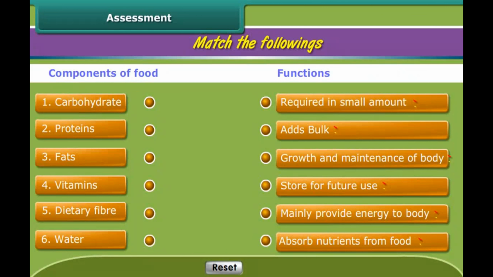Hey friends, now it's time to have some fun. Just match the followings by clicking the component of food and its function.